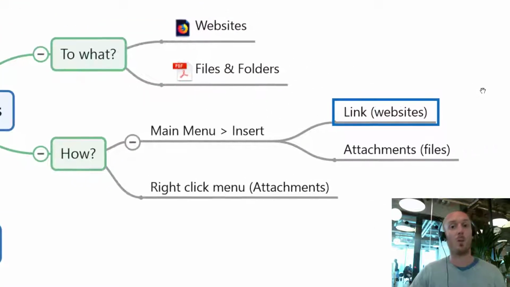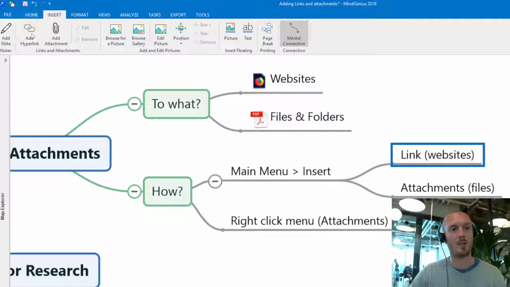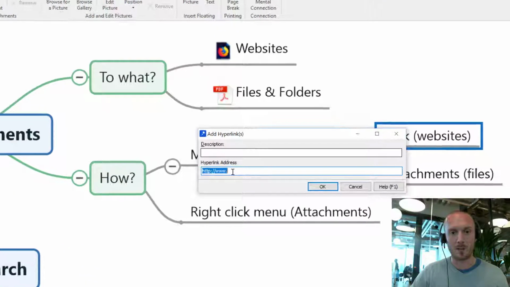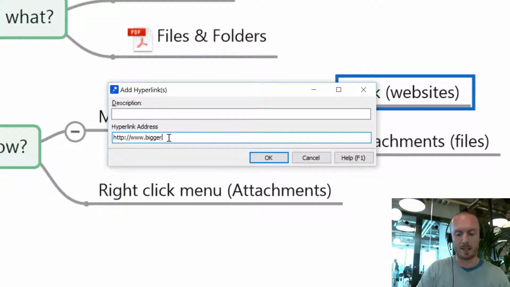Let's say we want to link off to a website. We come up here and we say add hyperlink. And let's put in our website again. Let's put biggerplate.com and save that. We can add a description if we like in there, the Biggerplate website.